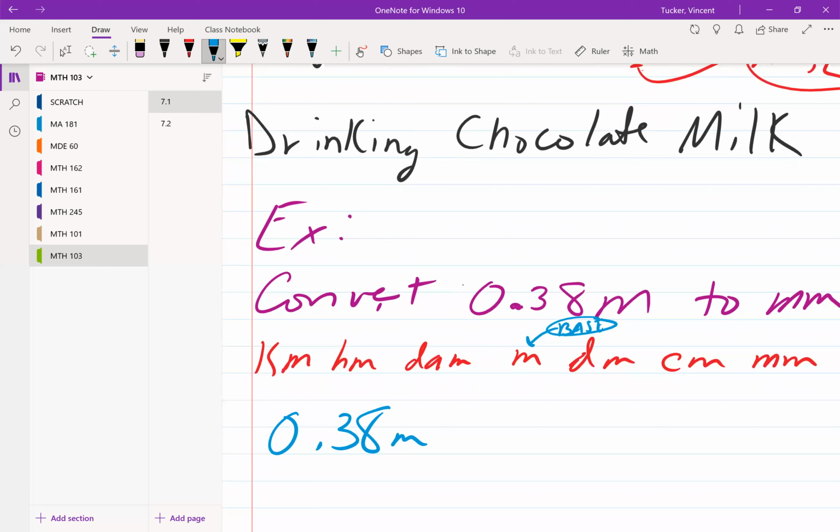So you start here at 0.38 and you go 1, 2, 3 to the right, because that's what it took in order to get to millimeters. And since you don't have another space here, you use 0 as your placeholder.